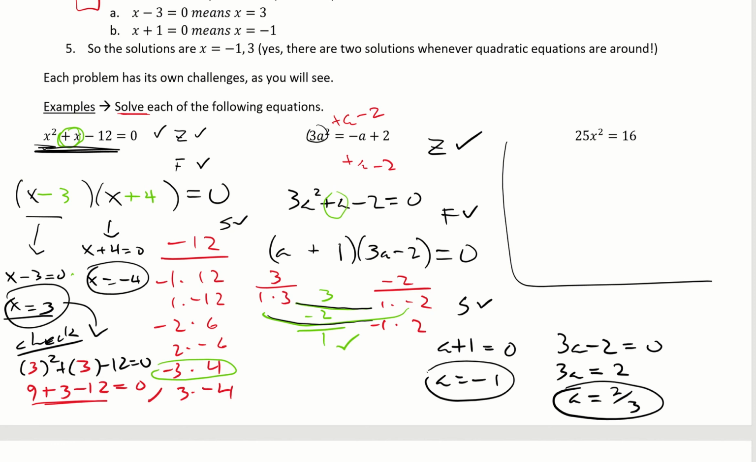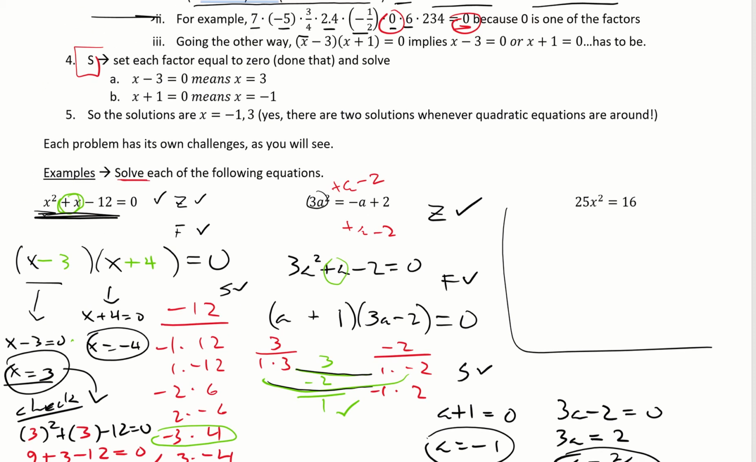Okay, we got one more before we end this particular lesson. Okay, we did that. So 0. Let's throw the 16 over. 25x squared minus 16 is 0. We did that. Factor. You know what? This is 5x times 5x minus 4 times 4. You know what I'm going for, right?